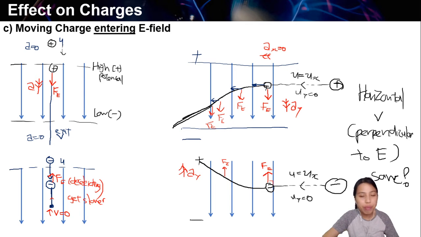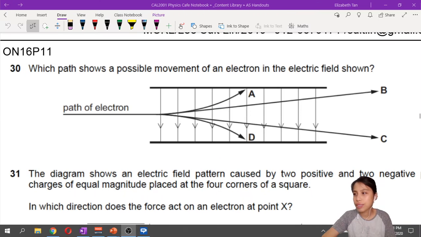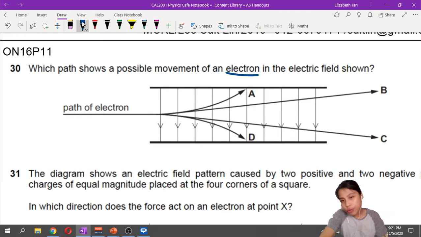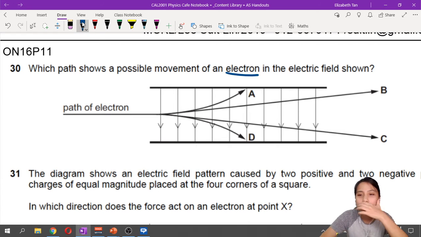Let's look at some past year examples that talk about this. This one's on page 13. Whoa, a diagram. Which path shows a possible movement for an electron in the electric field? Oh, electrons are rebels, remember? They oppose everything. Now pause this video, take a quick guess or a smart educated guess on where this electron will move. Think very carefully about the facts and then choose one of the choices. Pause the video, take your time if you need more time.